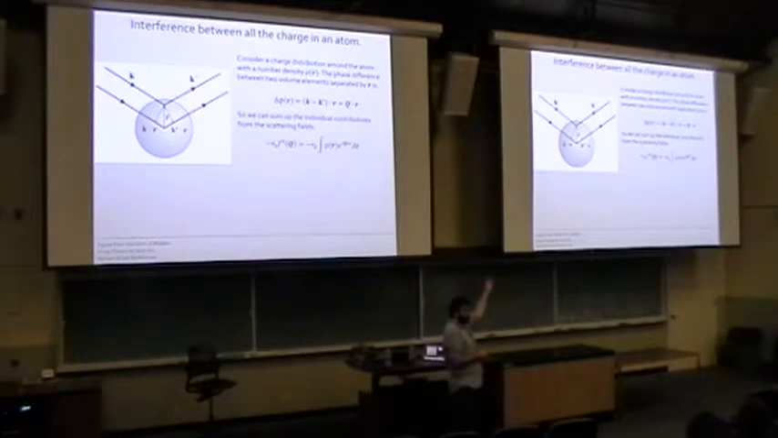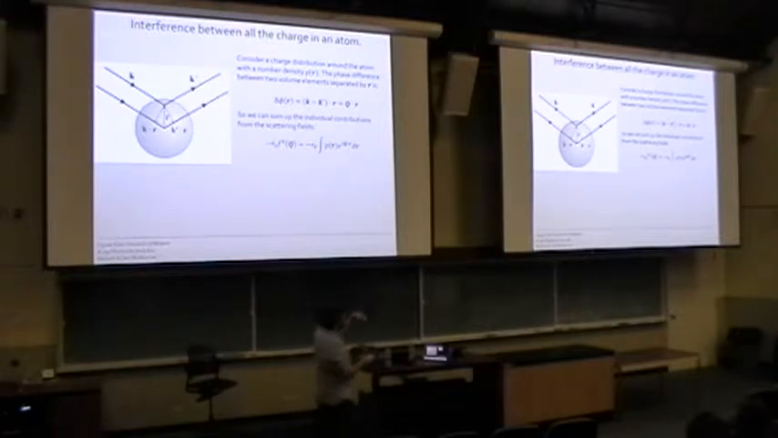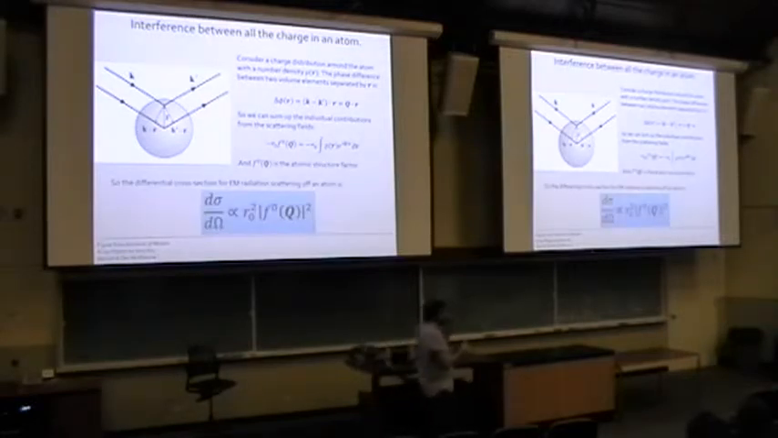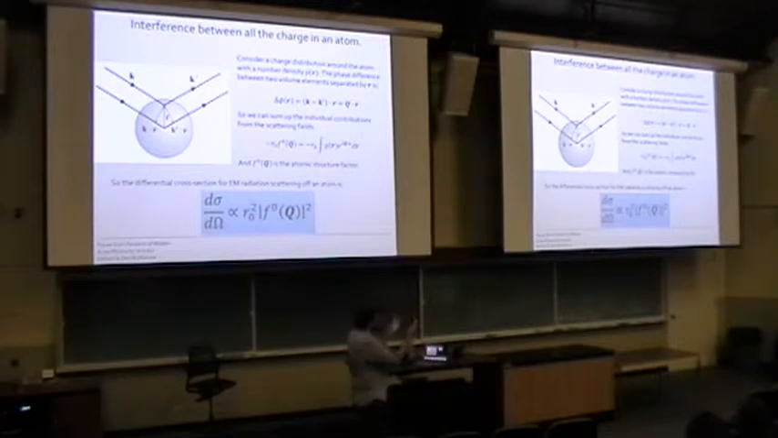But for this, you have to take your atom and really integrate over all the charge density in your atom and take into account the interference between not only two point charges but the charge located everywhere. Okay? So that's your atomic structure factor. It takes into account the interference between all the charges in your atom.